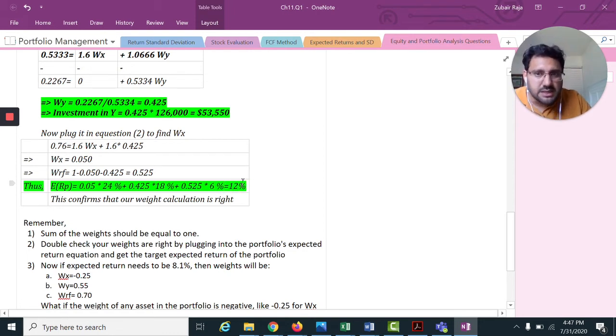If this does not become equal to 12%, it means that your weight calculation is wrong, right? And there is some mistake you have made. So always double check by plugging the weights which you have calculated into the expected return equation of the portfolio. So this will confirm that my answer is fine.